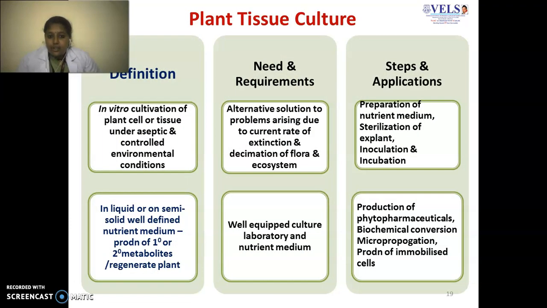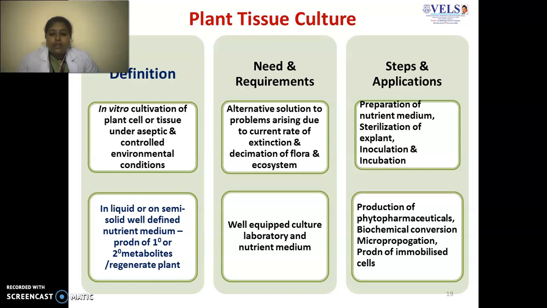Next is plant tissue culture, which emerged in the present 21st century, and is nothing but the in vitro cultivation of a plant cell or a tissue under sterile or aseptic, controlled environmental conditions. It provides an alternative solution to the arising problems because of the rate of extinction and the decimation of the flora and the ecosystem.